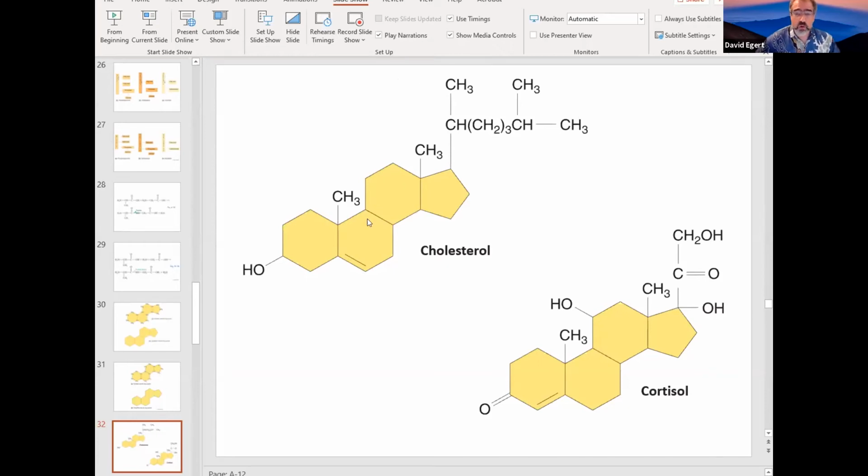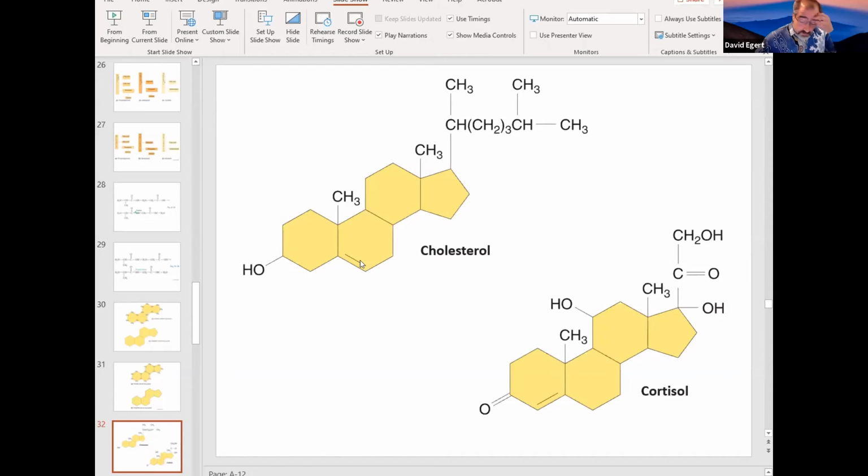It's going to be a core part of cell membranes. It actually gets in between the tails. I'll talk about that in more detail in just a few moments. And then cholesterol is the starting point to make a whole bunch of steroid hormones. That's how you make cortisol, the main stress hormone. It's the base that you make estrogen and testosterone from.